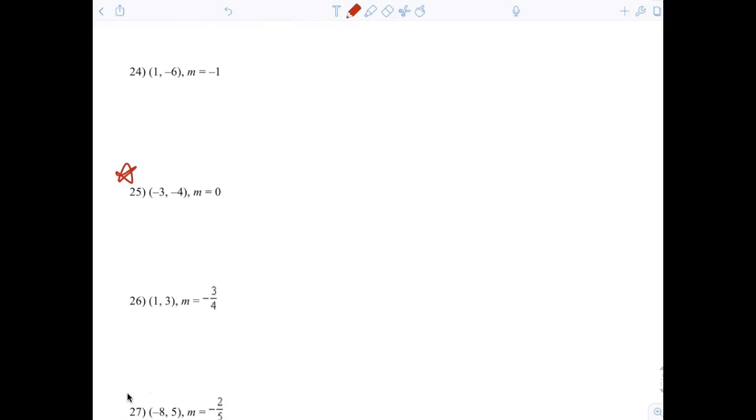The slope is 0. So is it just a horizontal line? Thank you very much. It's a horizontal line. To write the horizontal line, it would be y equals, what's the y value? That's how you do it.